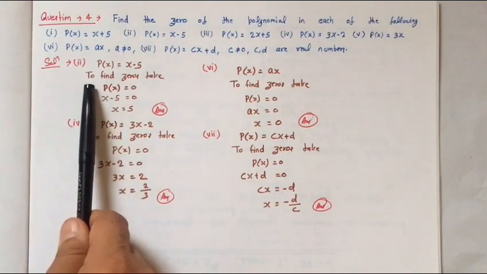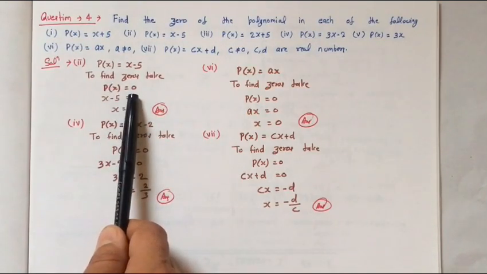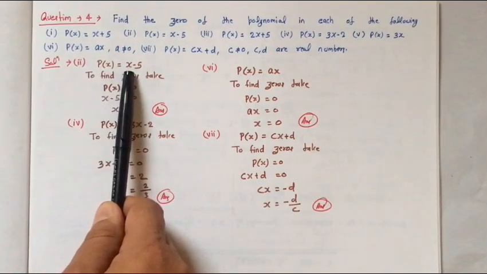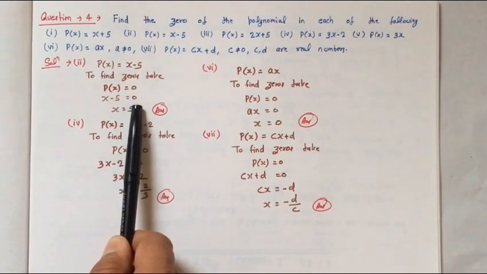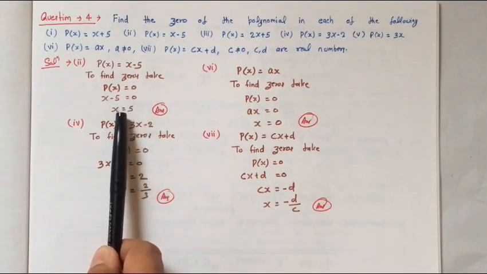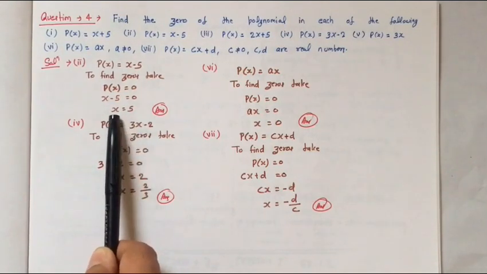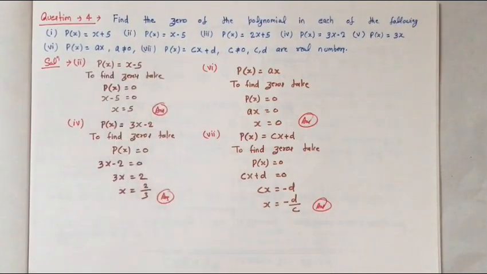To find zeros, take p of x equals 0, meaning polynomial equals 0, and the value of p of x is x minus 5. So x minus 5 equals 0, and you can calculate the value of x from here. The x is 5. So x equals 5 is the zero of this given polynomial.